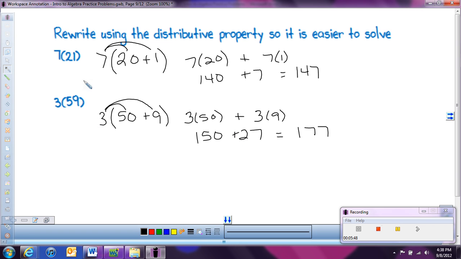So that was a lot easier to solve than if I would do the old-fashioned way, the longhand way of doing 59 times 3. Just makes it a little bit faster. That's another way to do it in your head.